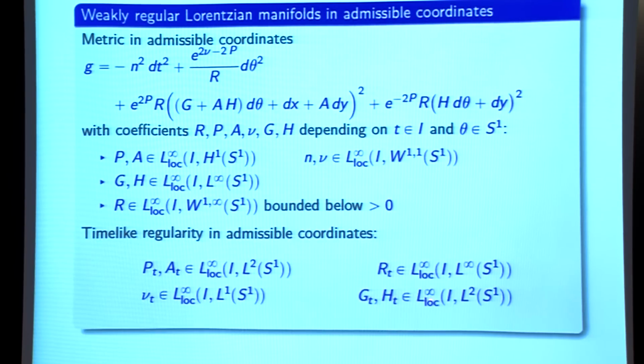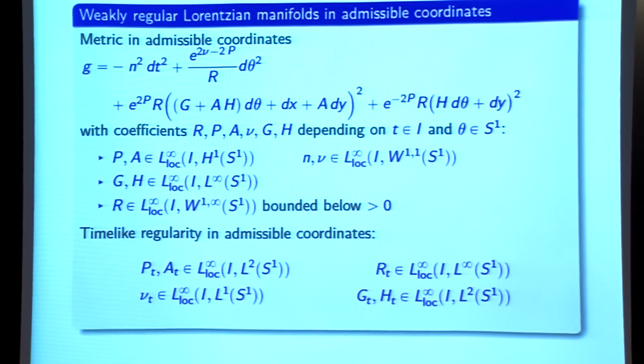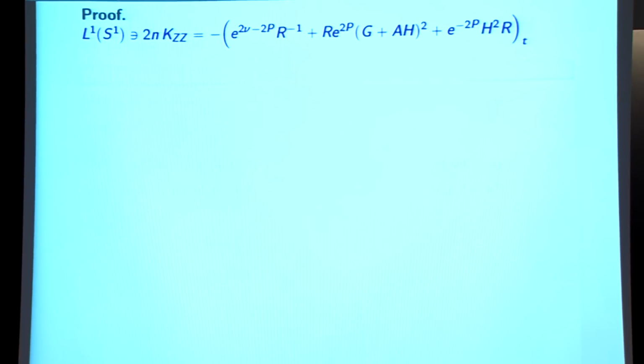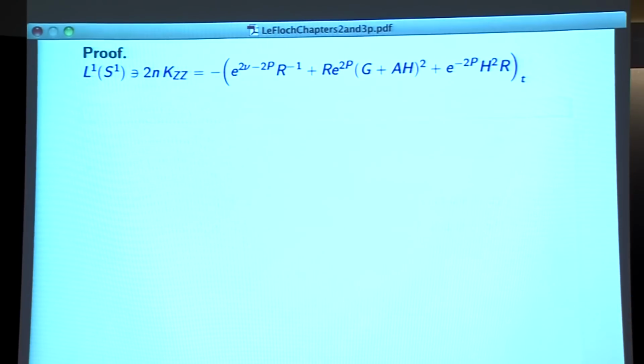And we have two more properties here about the area. So if you differentiate the area function in time, you get a bounded function. And this is consistent with this Lipschitz property in space. And G sub t, H sub t belongs to L2 in space. Okay. So these conditions, of course, are simply the translation of the geometrical regularities that we assumed in our definition of weakly regular spacetimes.